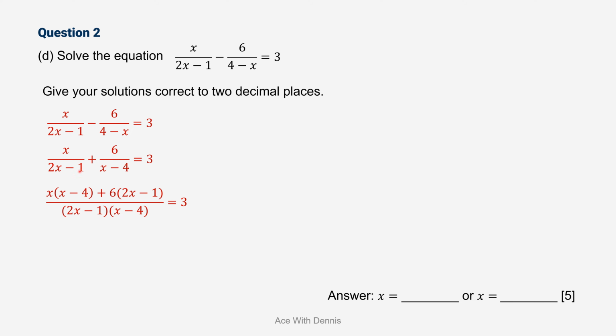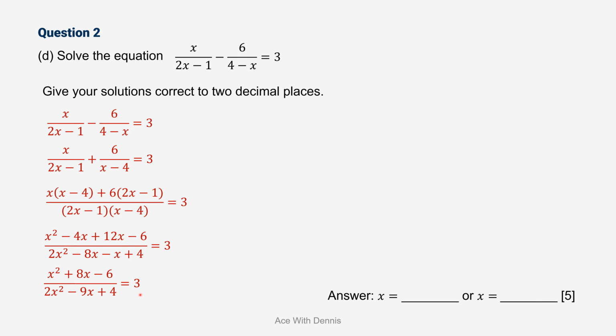For the numerator, this x will multiply with x minus 4, then we get this, and the right hand side numerator 6 will be multiplied with 2x minus 1. Then the right hand side is the same, equal to 3. Then I will expand the bracket, which I will get x squared minus 4x plus 12x minus 6 divided by 2x squared minus 8x minus 1 minus x plus 4 equals 3. Then we simplify, we will get x squared plus 8x minus 6 divided by 2x squared minus 9x plus 4 equals 3.